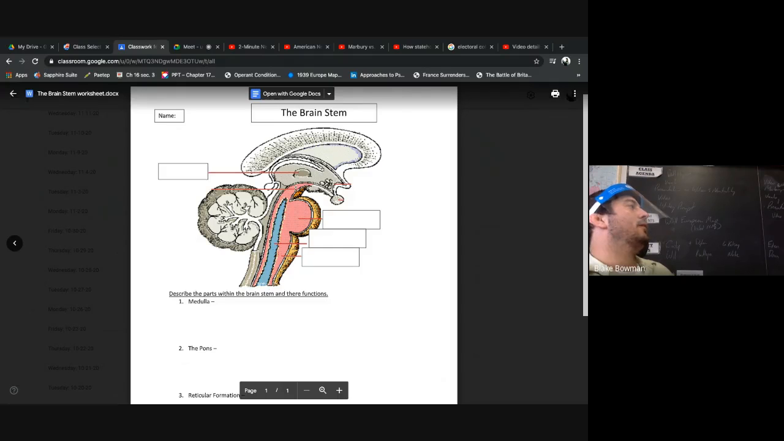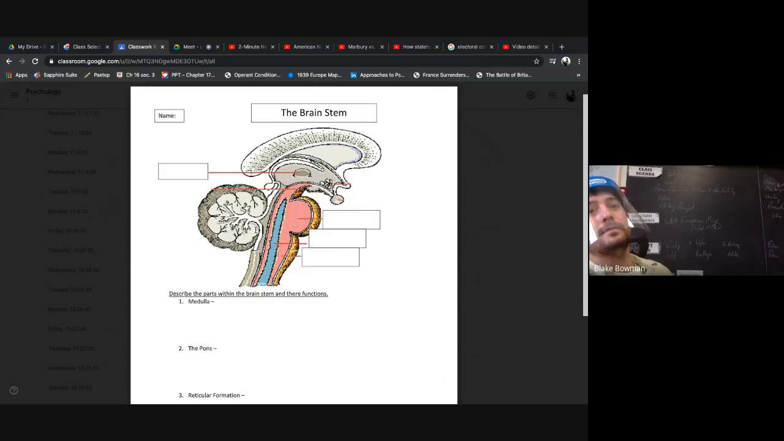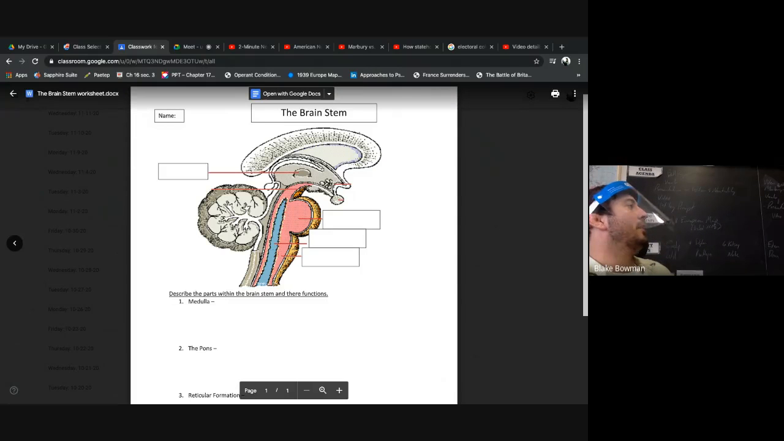And what's another name for the brainstem? The hindbrain, yep, good job. And we're going to talk about the midbrain today, okay, with the limbic system and what basic functions that has in different parts of it. All right, is there any questions on that?